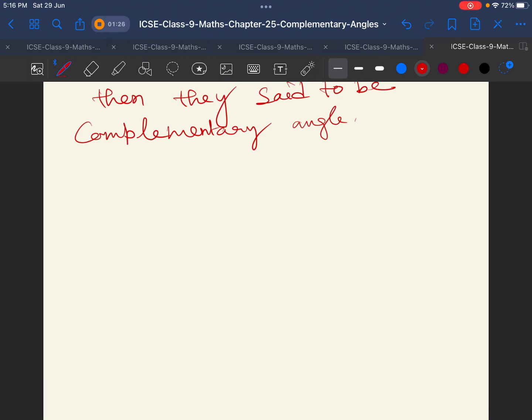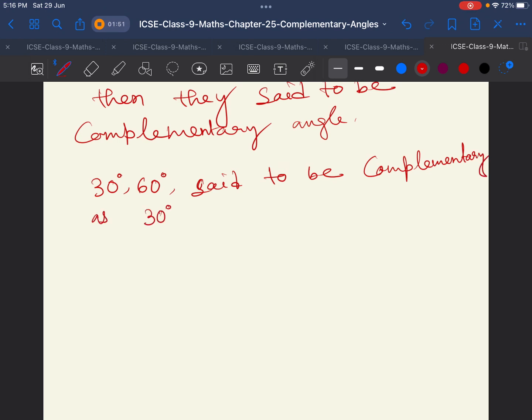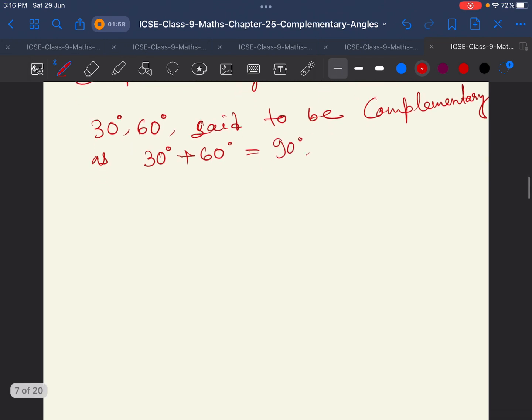Suppose two given angles are 30 degrees and 60 degrees, then they are said to be complementary, as 30 plus 60 equals 90 degrees.